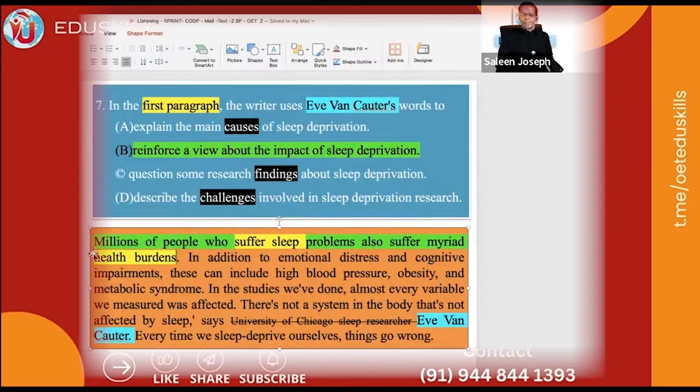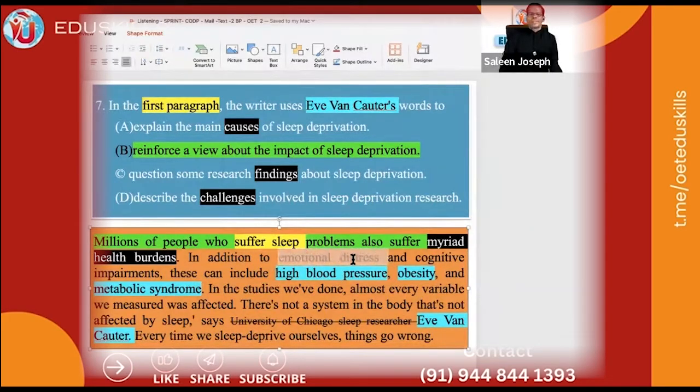Now, the supporting sentence has to explain this controlling idea. Myriad health problems, many health problems, many health burdens. What are they? High blood pressure, obesity, metabolic syndrome. See how beautifully they explain it. In addition to emotional distress, and cognitive impairments also, but these are the main health burdens.